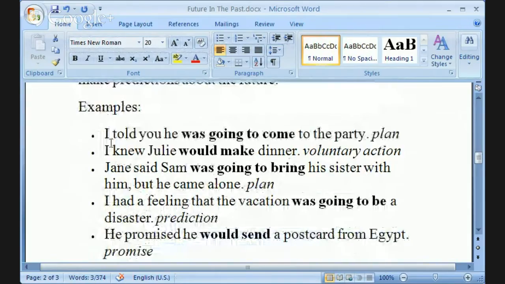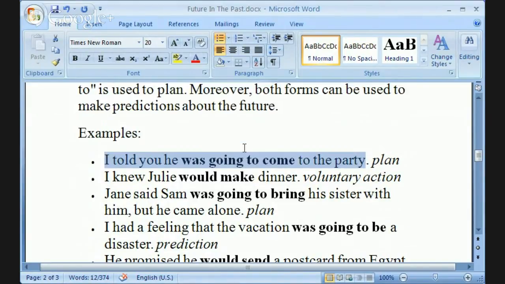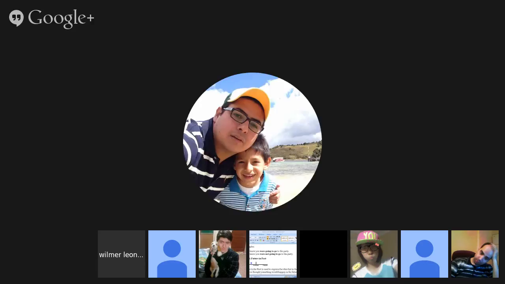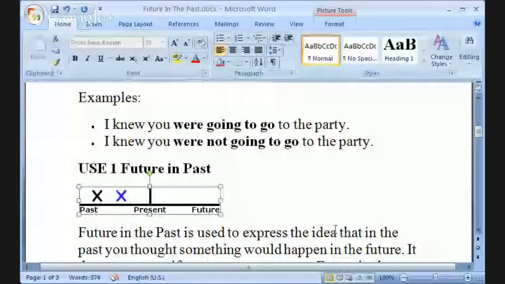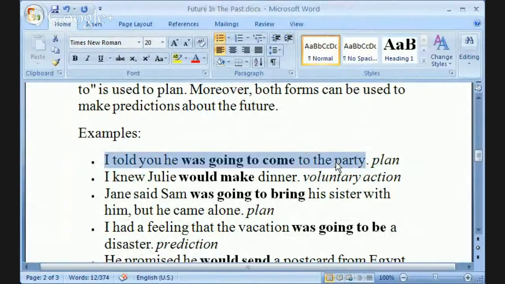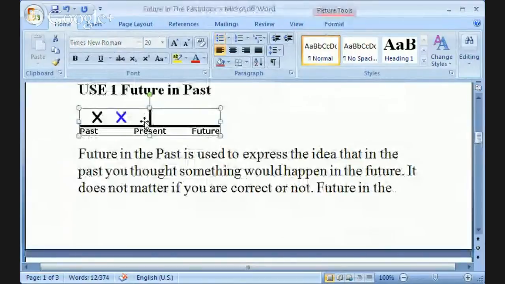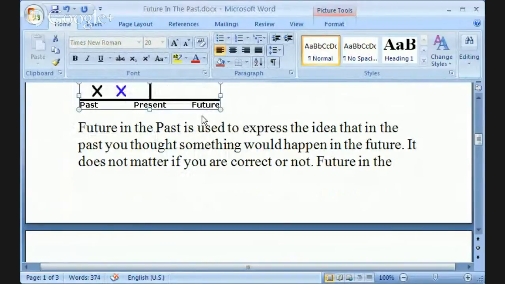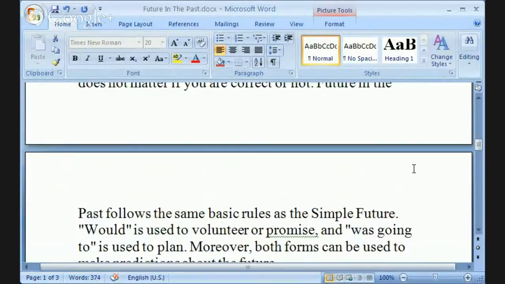So, for example, I told you he was going to come to the party, right? Okay, so I told you. All right, this happened in the past. This is the black X here. He was going to come to the party. This is in the future. Notice I told you he was going to come to the party. You can infer pretty simply that, in fact, he did come to the party, and the speaker's basically doing the nah, I told you so. Okay. So that is the blue X, or purple X, whatever that is. So that has already happened.